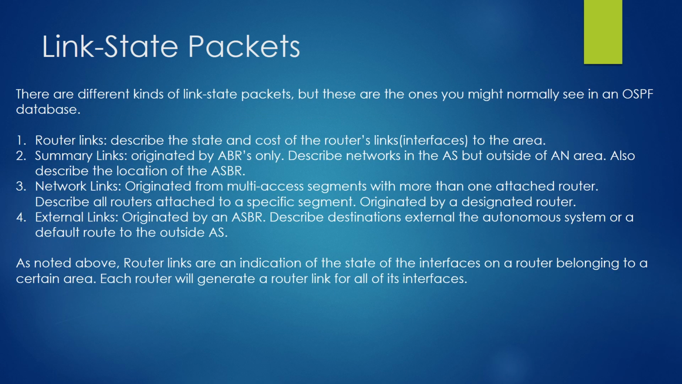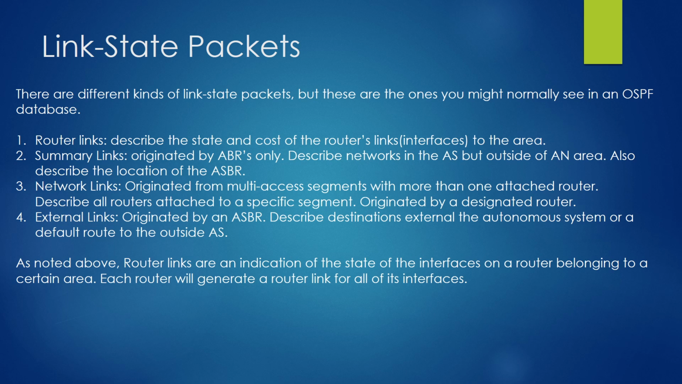Link state packets. There are different kinds of link state packets, but these are the ones you might normally see in an OSPF database. Number 1, router links. These describe the state and cost of the router's link interfaces to the area. Number 2, summary links. Originated by ABRs only. They describe networks in the AS but outside of an area. They also describe the location of the ASBR.